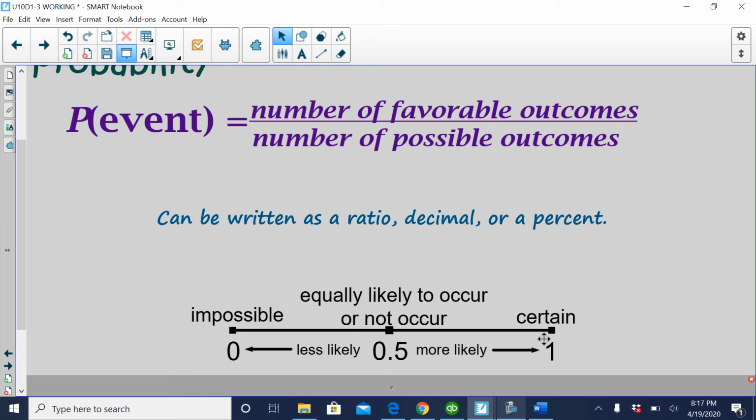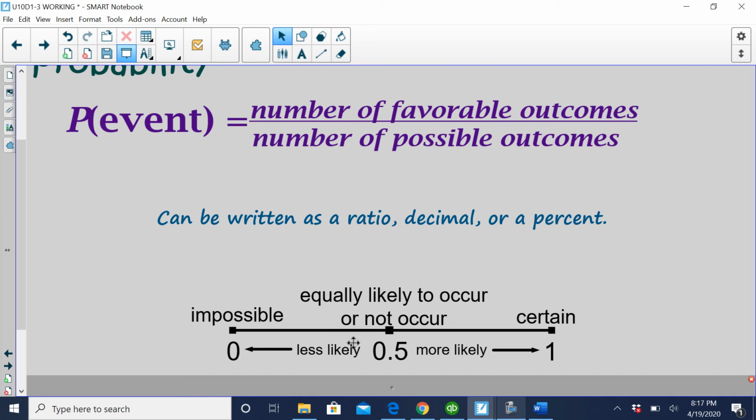1 means it's absolutely going to happen, or 100% going to happen. And then 0 means that it's absolutely impossible. So impossible would be like, if I think about a die, it has the numbers 1 through 6 on it. I would ask you something like, what is the probability of rolling a 7 on your die? And you would say 0 because there's no 7 on there.